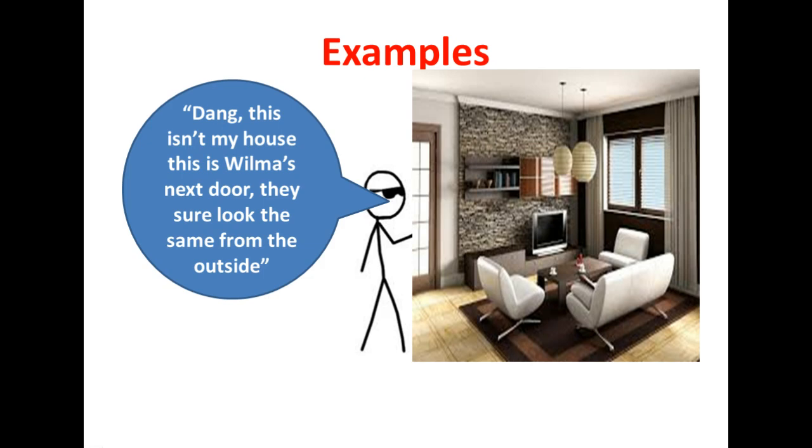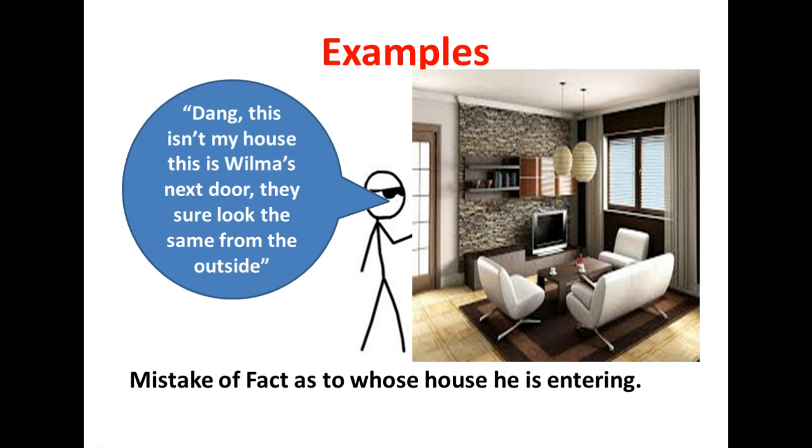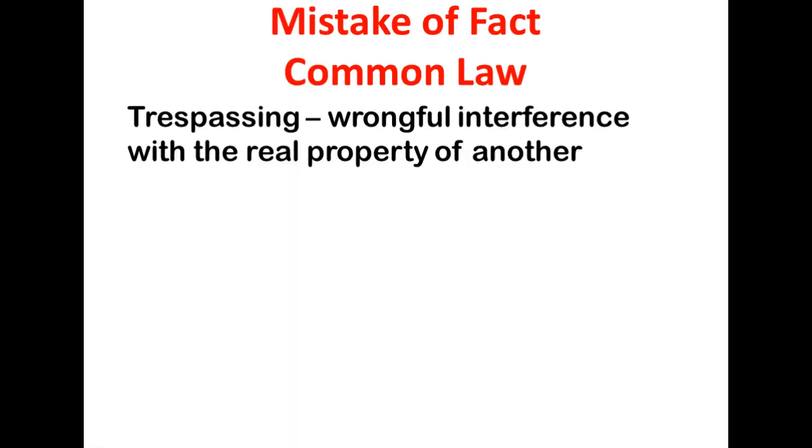So let's go back and look at our examples. "Dang, this isn't my house." Remember, this was the mistake of fact as to entering the wrong house. Again, a mistake as to whose house he is entering. Is he guilty of trespassing? Well, now what we would have to do is determine if trespassing is a specific intent or general intent offense. So we would take a look at trespassing, the wrongful interference with the real property of another. So the question becomes, is this a general intent or specific intent offense?